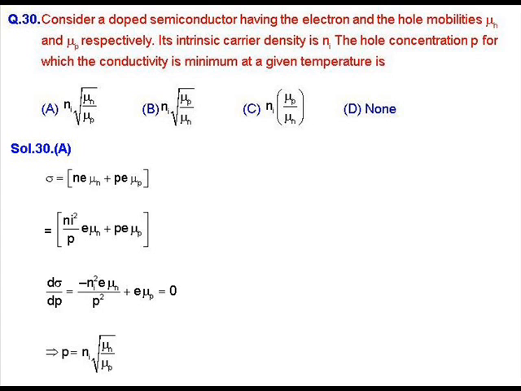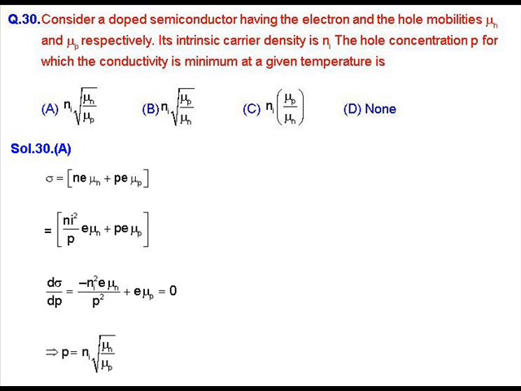Now, we know the expression for conductivity is sigma equals N e mu n plus P e mu p, and one more relation we know is that the intrinsic carrier density, that is Ni square, is equal to N into P. So if we have to replace the concentration of electrons N in terms of the given quantities, that is intrinsic and hole densities, we can put N equals Ni square by P. So the expression for conductivity that we have is sigma equals Ni square e mu n by P plus P e mu p.